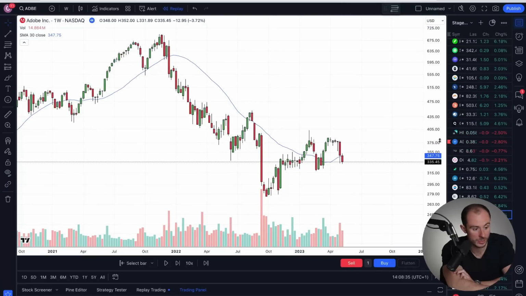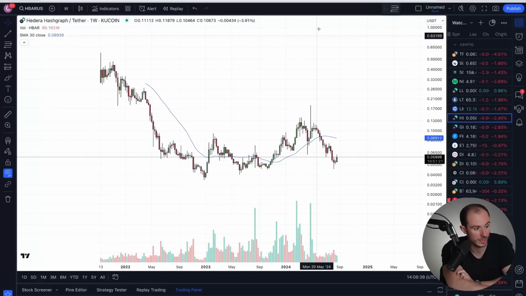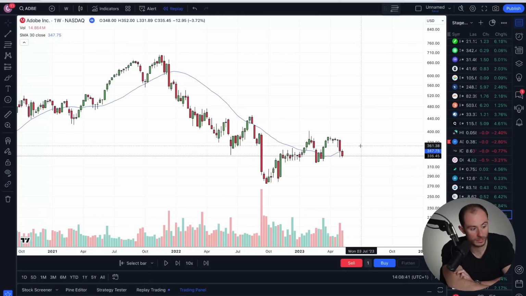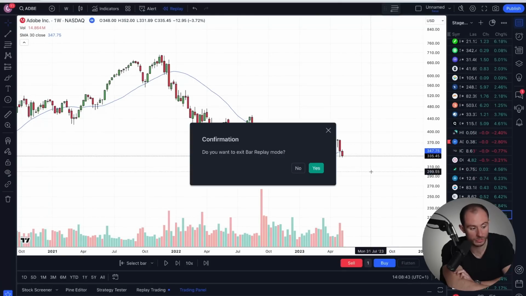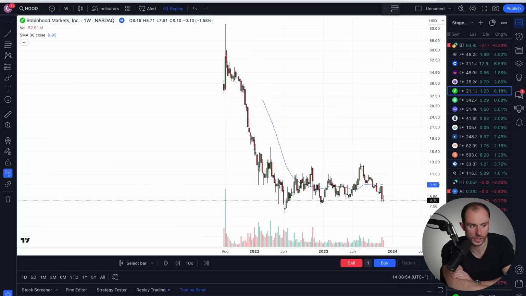Obviously, Adobe is one that's done significantly well. This is your phase 1 accumulation. You can see, again, they don't look identical, but the general gist of what we're showing you should be very apparent. You can see Adobe since then broke out, and it's gone on and is now looking for higher prices, very much in a phase 2.